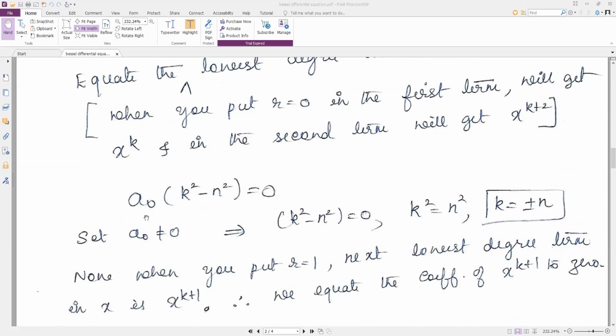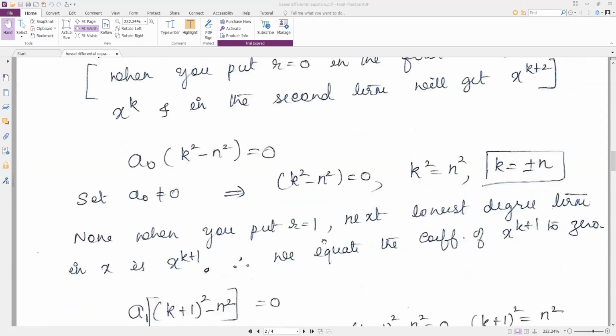Now set a naught not equal to 0, because there are two conditions: either a naught equal to 0 or k square minus n square equal to 0. So I will set a naught not equal to 0. So obviously the second factor becomes 0. So k square minus n square becomes 0. So you will get k square equal to n square, or k equal to plus or minus n. So k is our constant. We got two values for k, plus or minus n, when you take a naught not equal to 0.